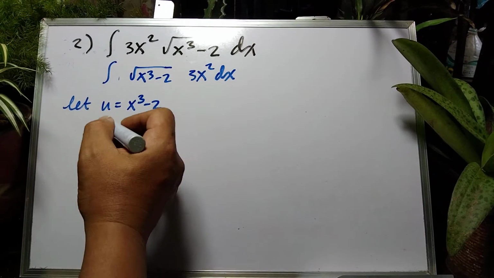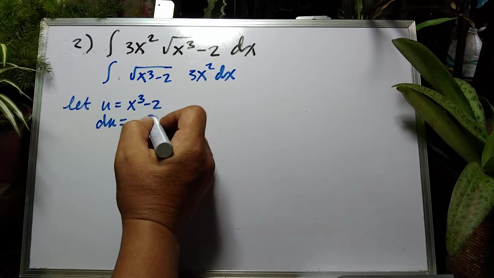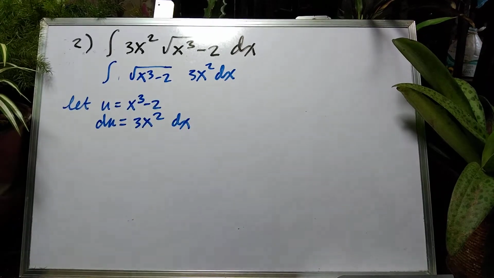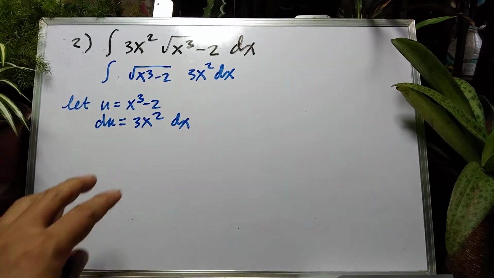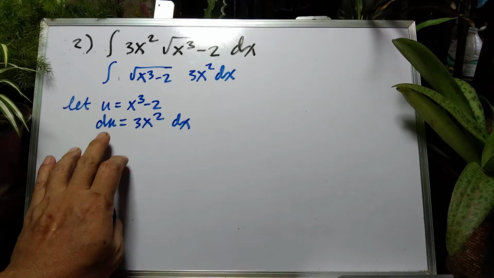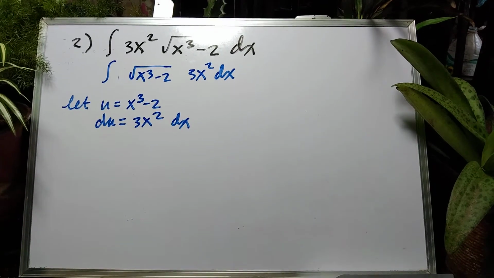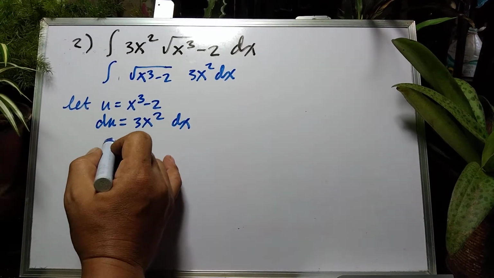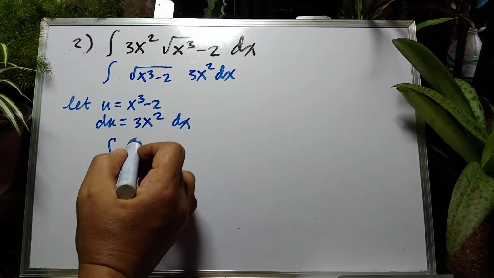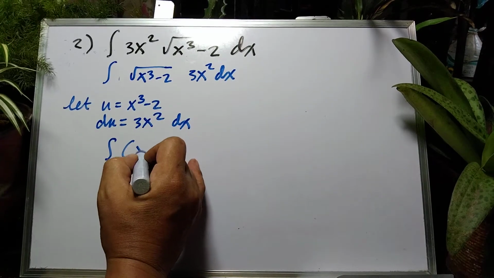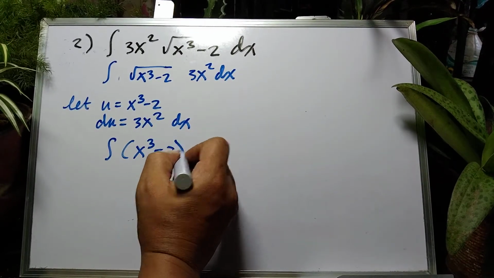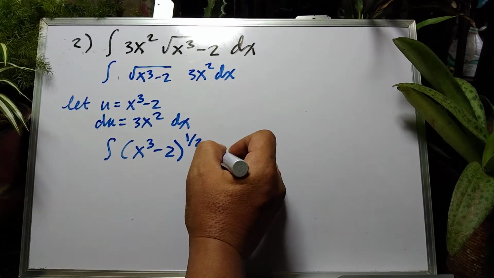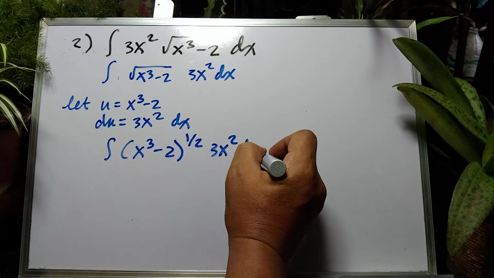Okay? Then, what is our du? That is 3x squared dx. So now we already knew that du is equal to 3x squared dx. So let's go back to what is given. We will rewrite this to its equivalent form. This is x cubed minus 2 to the power of 1/2, correct? Times 3x squared dx.